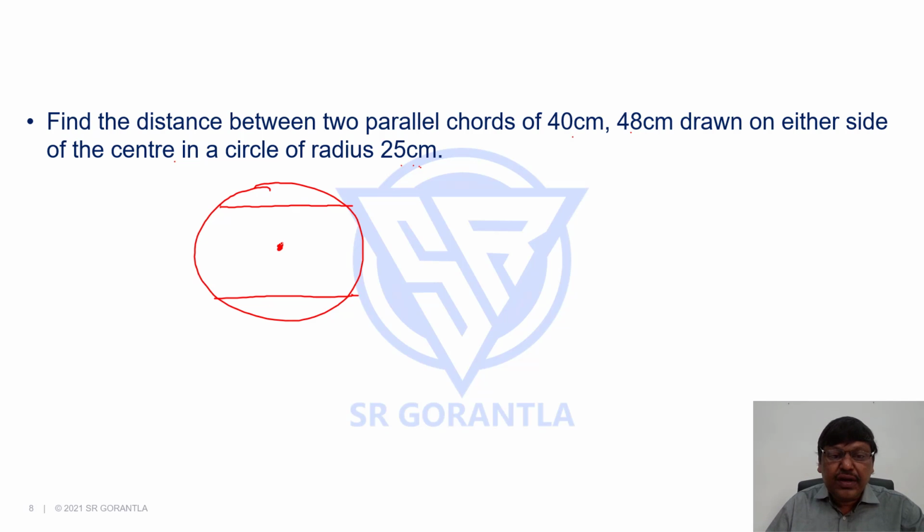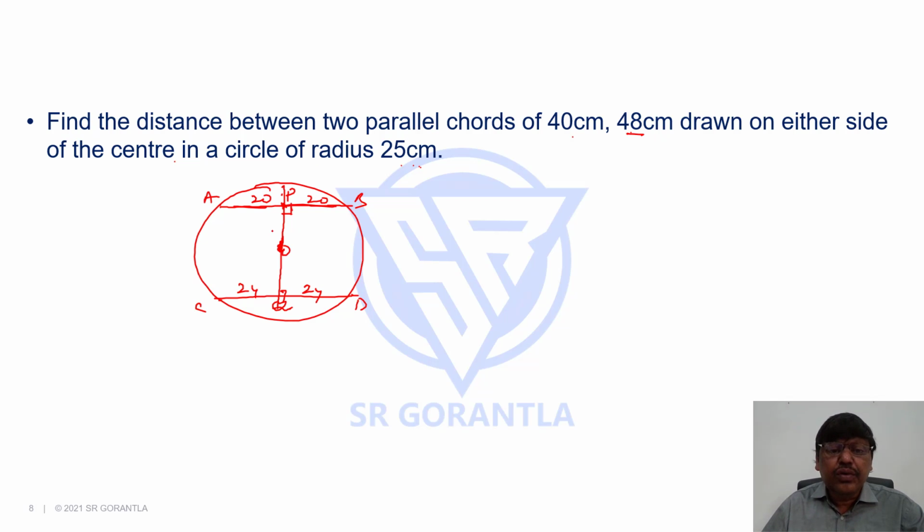Now, from the center, if I draw a perpendicular from the center to the chord, it bisects the chord. Just now we discussed. So let us say this is AB, this is CD. Now this AB is 40. If it cuts at, say, P, so AP and PB are equal. So this 40 will be divided into 20 and 20. Now, if I draw from here a perpendicular, this CD is 48. Let us say it cuts at Q. CQ is 24, QD is 24.